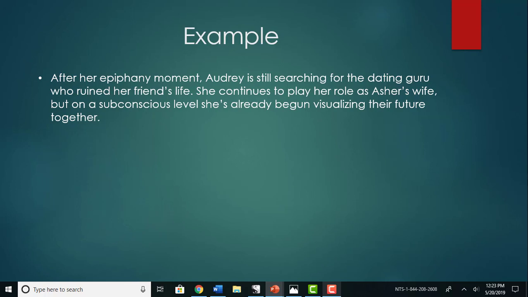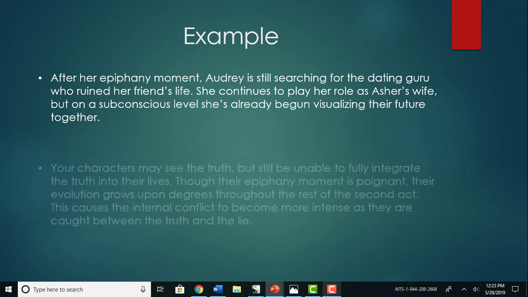And she continues to play her role as Asher's wife, but trying to convince herself that it's all a game, it's all for show. But on a subconscious level, she's already begun visualizing their future together and hoping for it, and allowing her heart to open up to the idea that love can be fulfilling and healing rather than destroying.